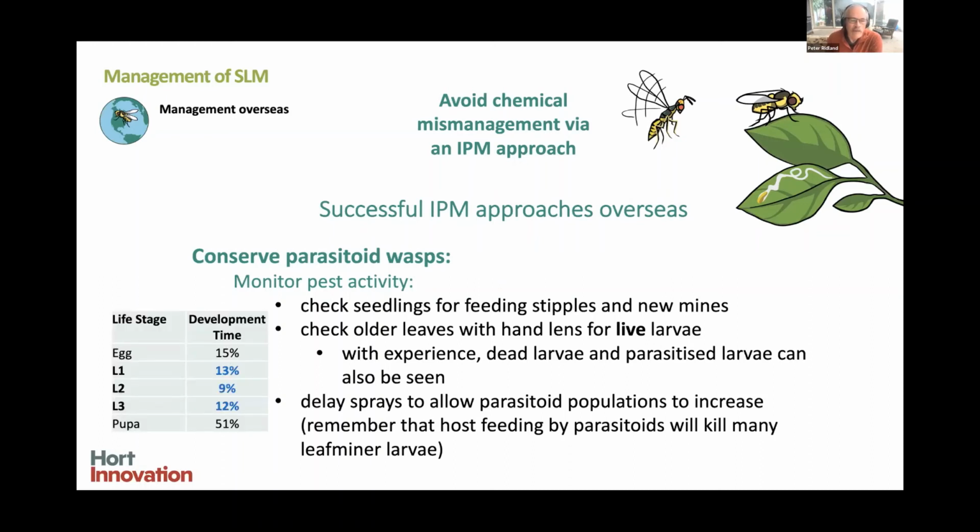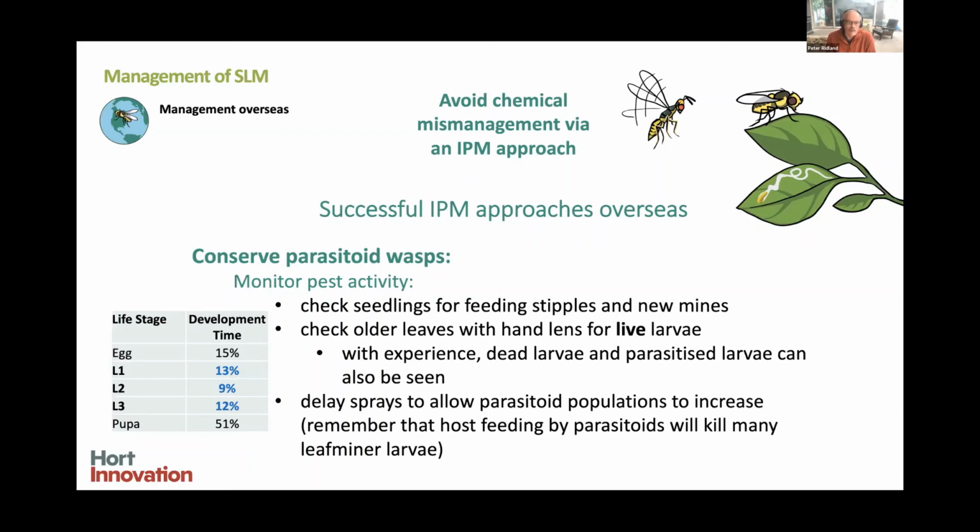Maddie mentioned to start with the development time of the leaf miners. I've just done a quick summary there. 50% of the time, the leaf miner's in the pupal stage, and 15% of the time it's in the egg stage. And these are stages that aren't accessible to insecticides. They aren't accessible to our parasitoids either, because the pupae are in the soil and the eggs are too small. So it's really only a third of the time that we have larvae in the leaf.